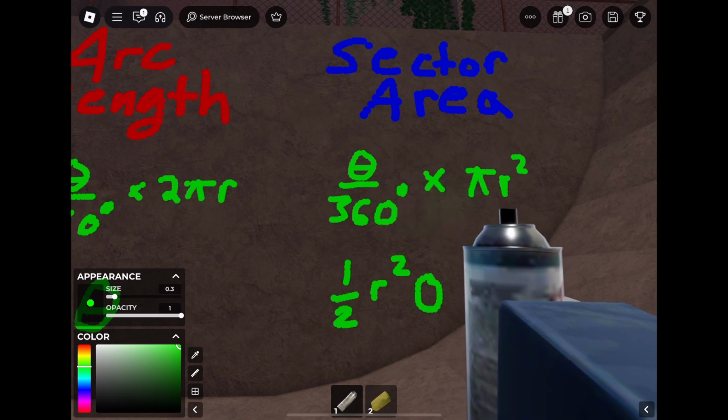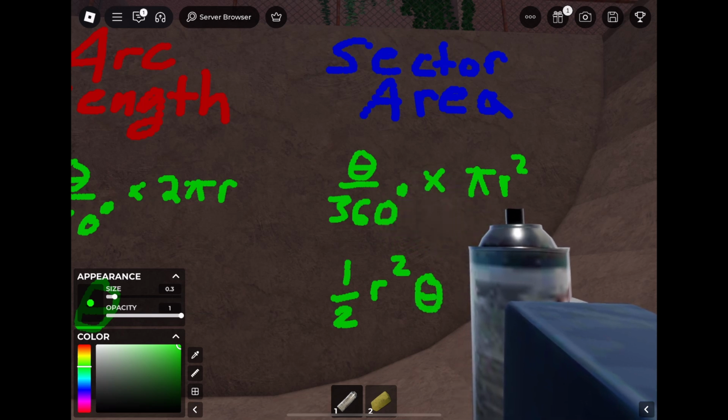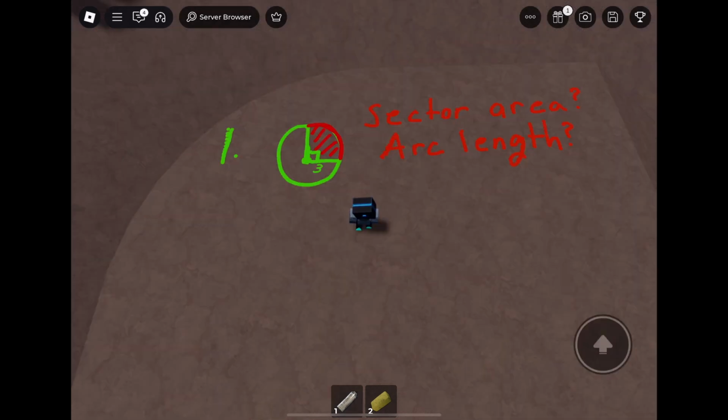So now, let's get into some problems dealing with these formulas. In this first problem, I've given you that the circle has a radius of 3 and the central angle we're going to use is 90 degrees because I've drawn a right angle in there. So now let's find the sector area and arc length that I've shaded in red. Let's start with the arc length first.